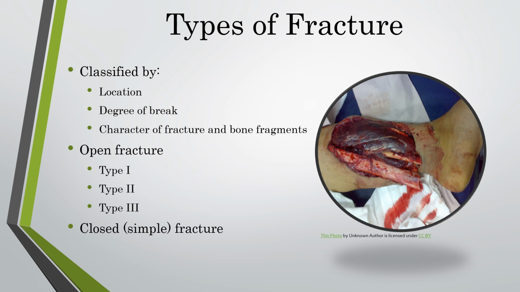A complete fracture goes through the entire bone, dividing it into two distinct parts. An incomplete fracture goes through part of the bone. What is a simple fracture? A simple fracture has one fracture line, while a comminuted fracture has multiple fracture lines, splitting the bone into multiple pieces. So keep that in your mind.